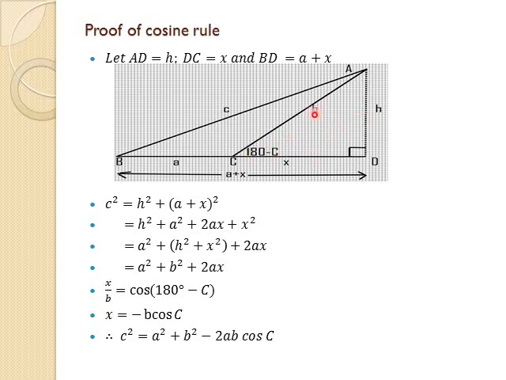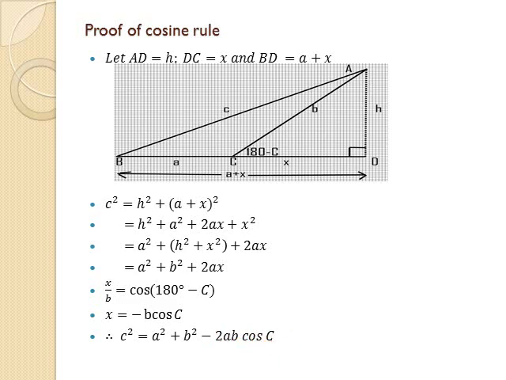which equals my adjacent over hypotenuse, which is x over b. Right, then 180 minus c for cos, second quadrant, cos is negative. So if I multiply the b across, it becomes negative b cos c. And that I just place in the place of x to get negative 2ab cos c.